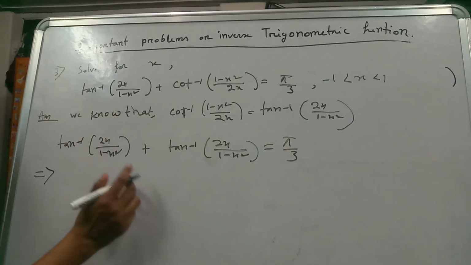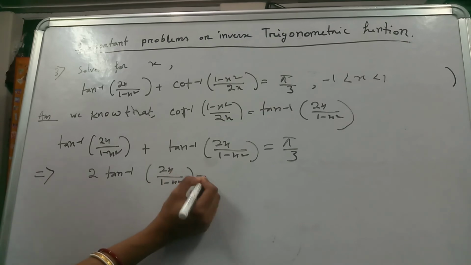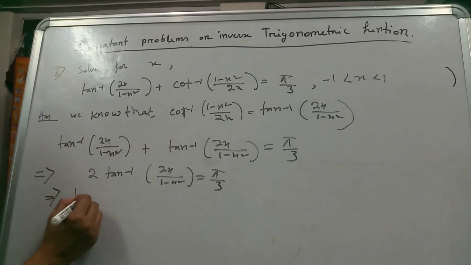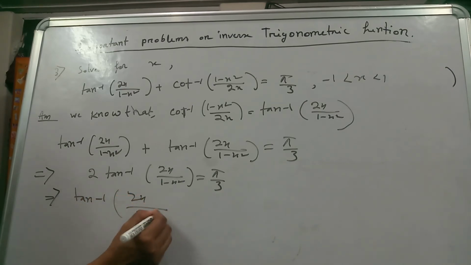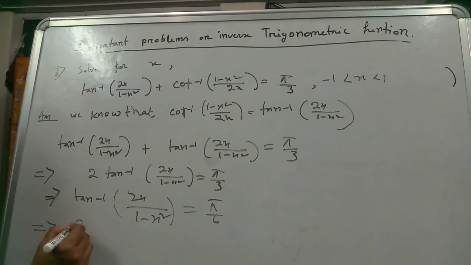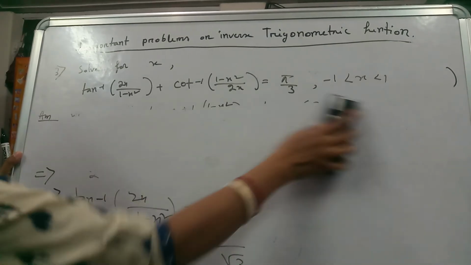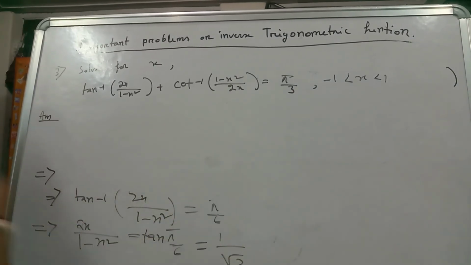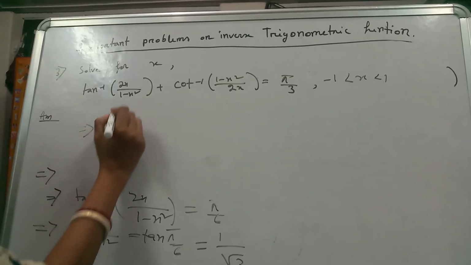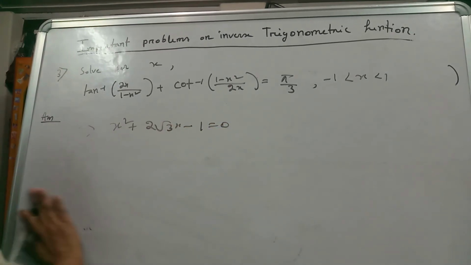That is, it is 2 tan inverse of 2x divided by 1 minus x square equal to pi by 3. Therefore, tan inverse of 2x divided by 1 minus x square equal to pi by 6. Therefore, 2x over 1 minus x square equal to tan of pi by 6, the value of which is 1 by root 3. Therefore, from here we can write x square plus 2 root 3 x minus 1 equal to 0.